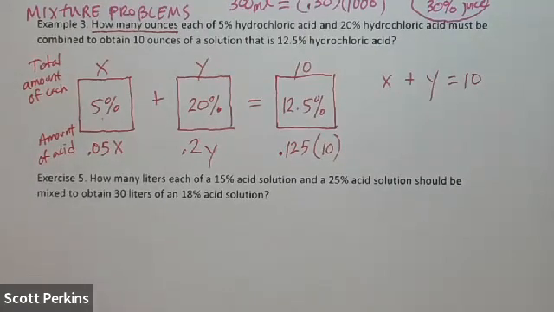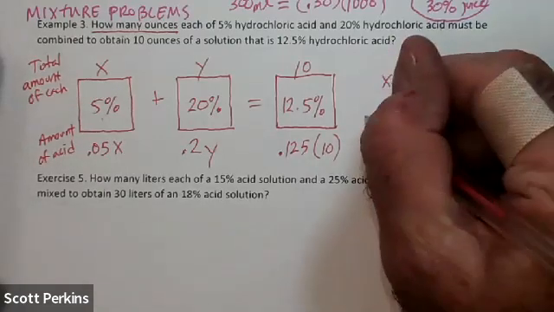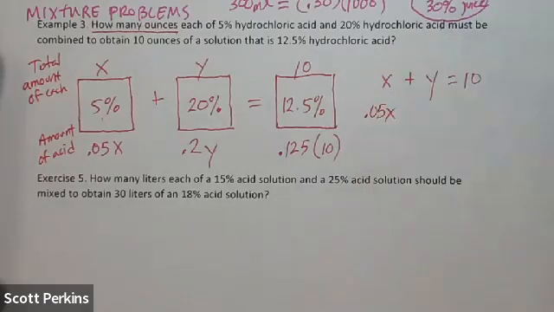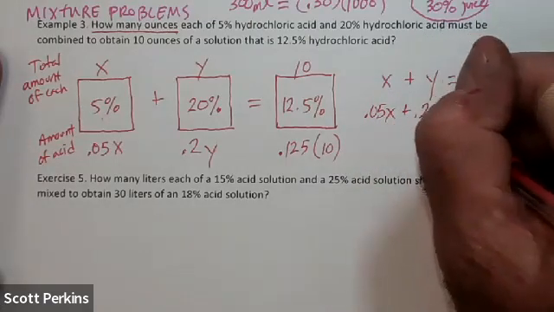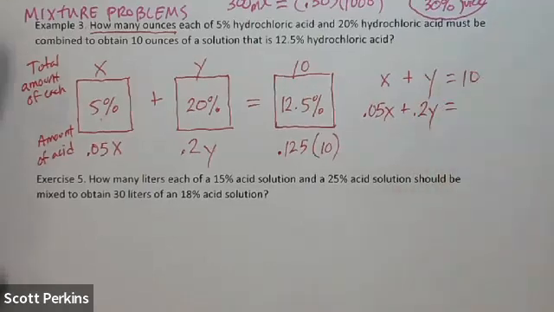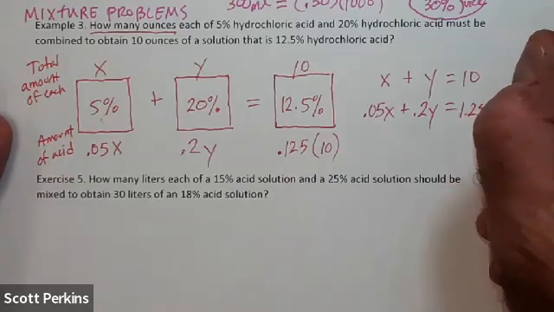The second equation is what I get when I look at the bottom of the box. So that is the amount of acid from the first one, 0.05x, plus the amount of acid from the second one, 0.2y, is equal to the amount of acid in the final thing, which is 0.125 times 10, which is 1.25.